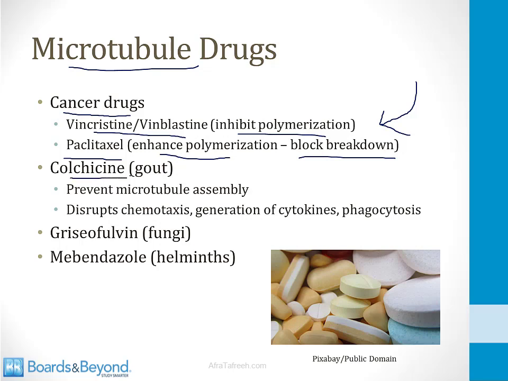Colchicine is a drug used in gout. It prevents microtubule assembly. This disrupts chemotaxis of immune system cells and generation of cytokines and phagocytosis. All of these things have an effect in gout, and if you inhibit them, it can potentially limit the symptoms of gout. Griseofulvin is a drug used to treat fungal infections. It inhibits microtubule function in fungi and therefore helps treat the infection. And mebendazole is a drug used to treat helminth or worm infections. Worms are dependent on a complex system of microtubules. Mebendazole inhibits those microtubules, and this can help to kill the worms. And that concludes our video on the cytoskeleton.